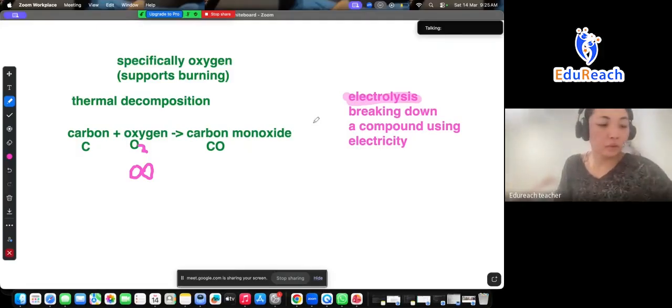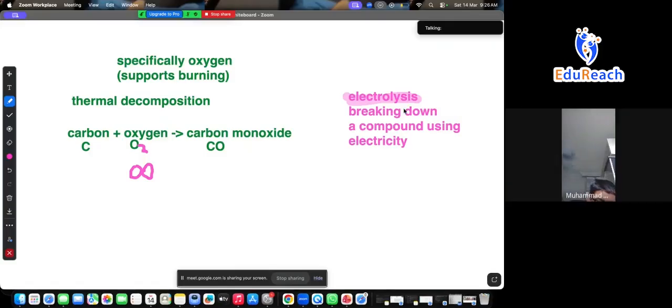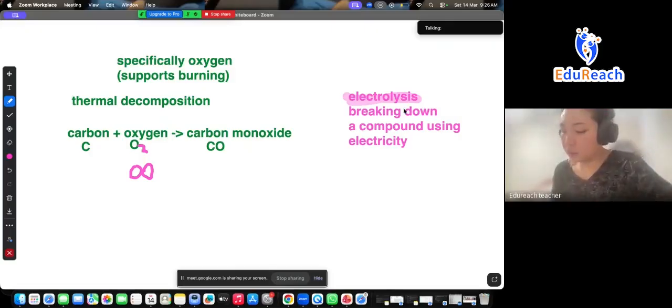Okay, is everyone done writing this down? Electrolysis, breaking down a compound using electricity. Okay, guys, are you done writing? Yeah. Yes. Okay.